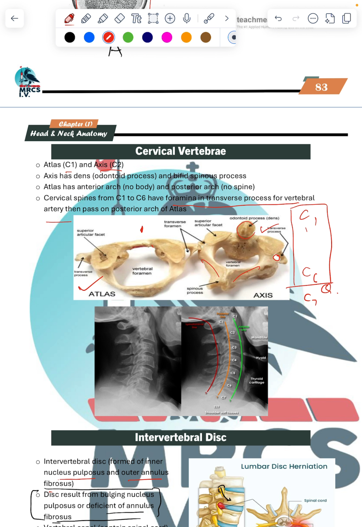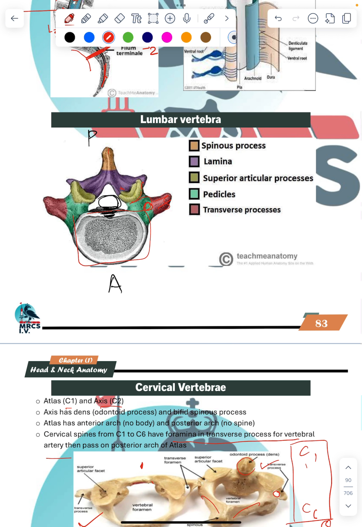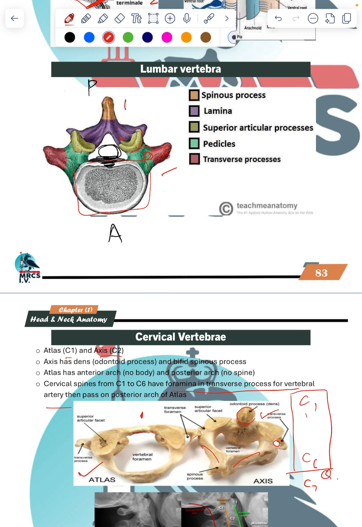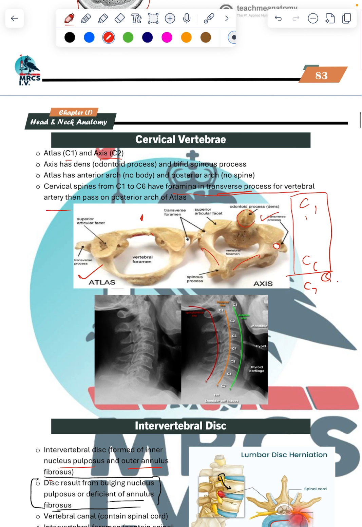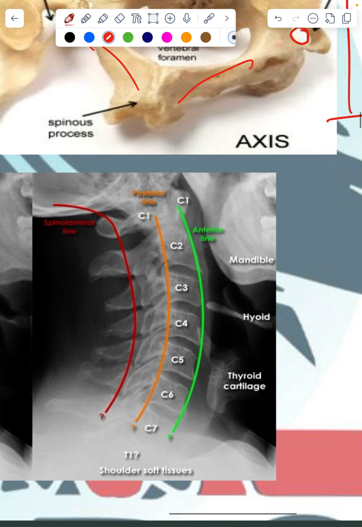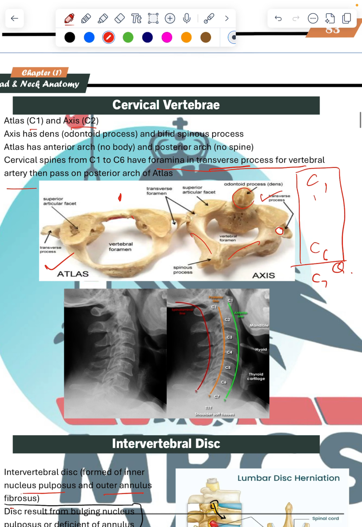Cervical vertebrae from C1 to C6 have foramina. These are the transverse processes. You can see this is a cervical transverse process, and this is the spinous process. Cervical vertebrae from C1 to C6 have foramina in the transverse process, and the vertebral artery then passes on the posterior arch of the atlas. So all these transverse processes have foramina. So these are the three. First is the anterior line, the body, then the posterior line, and this is the transverse process.